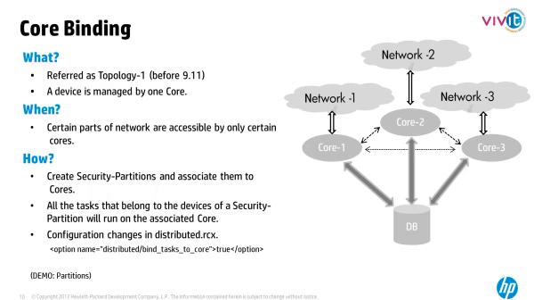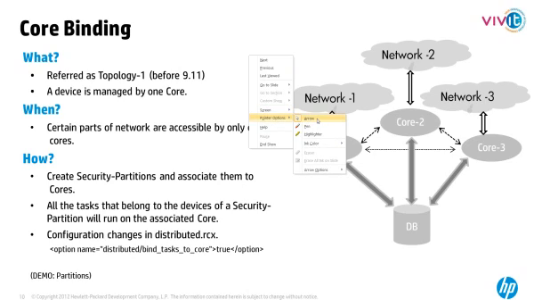So the first one is the core binding. What is a core binding? Before 9.11, we supported this topology, and we used to refer to this as topology 1.